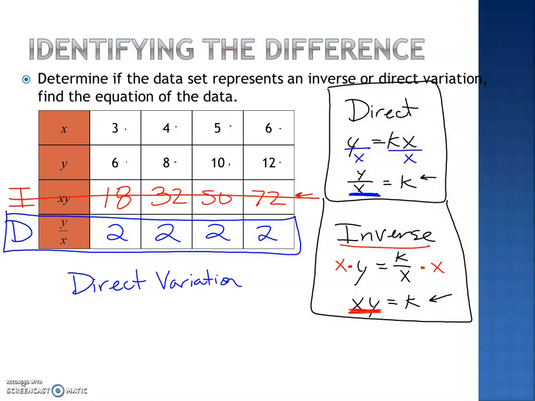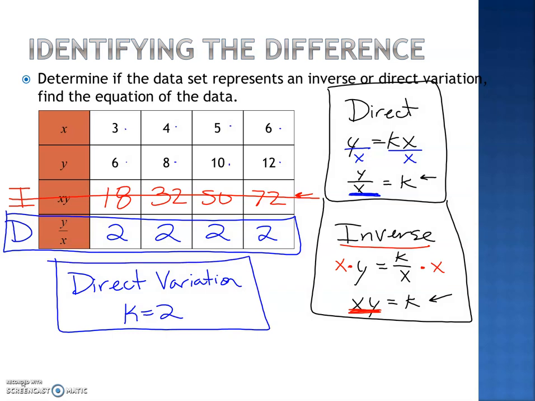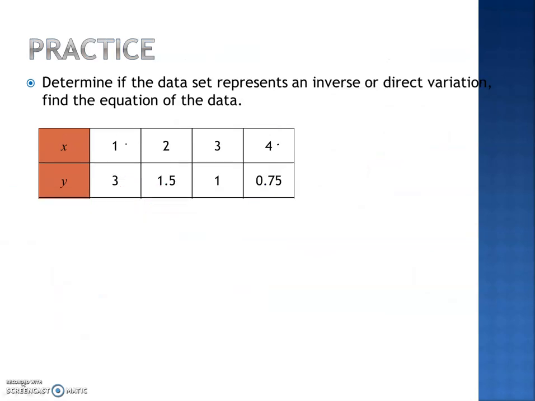And not only does it represent direct variation, but I can also tell you that your k value for this equals 2. Okay, so this example up here, we've got direct variation, and we know that our k value equals 2. Okay, I can move on to another example here. We're going to use the same thing on this next example.